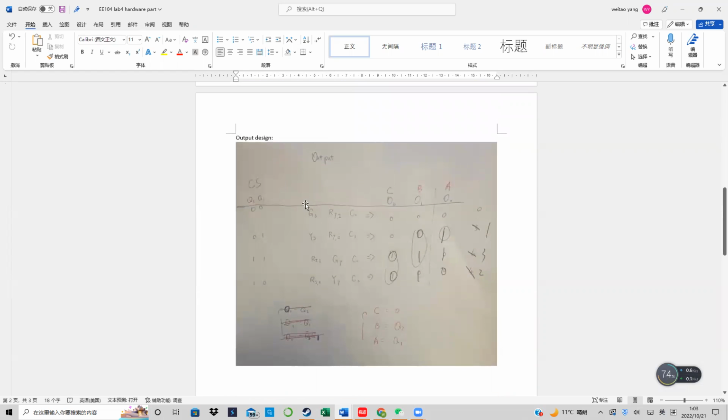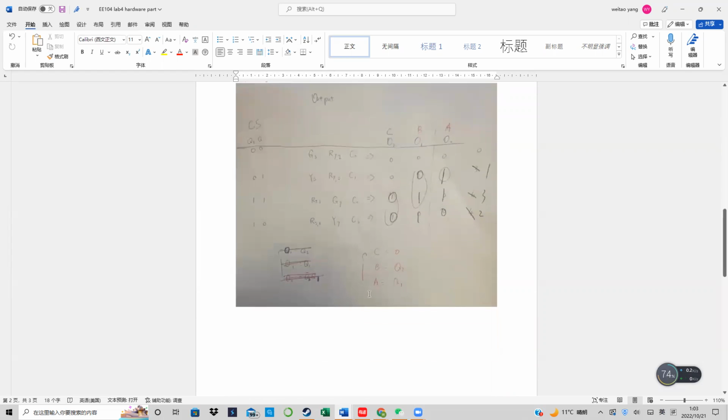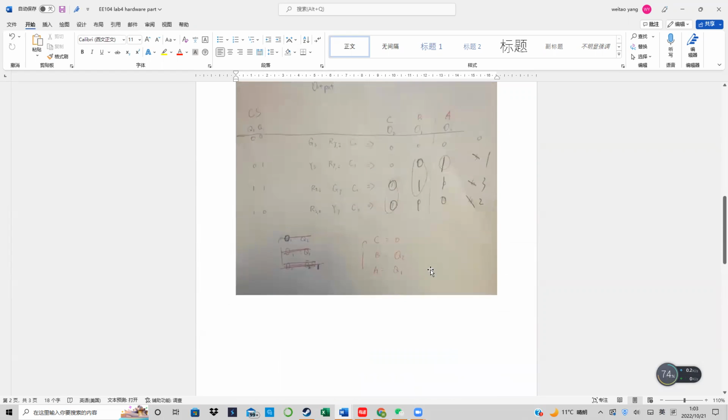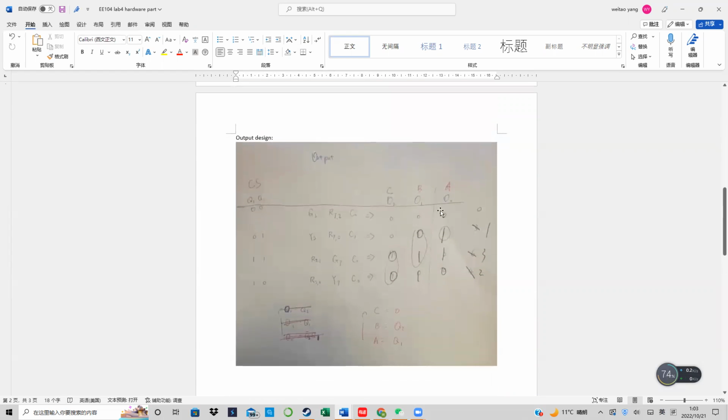And here's the output design. I actually used a 3 to 8 decoder to generate the output to the signal lines. The output is basically processed by a 3 to 8 decoder. For the output, I just assume C is 0, the output B is equal to Q2, and A is equal to Q1.